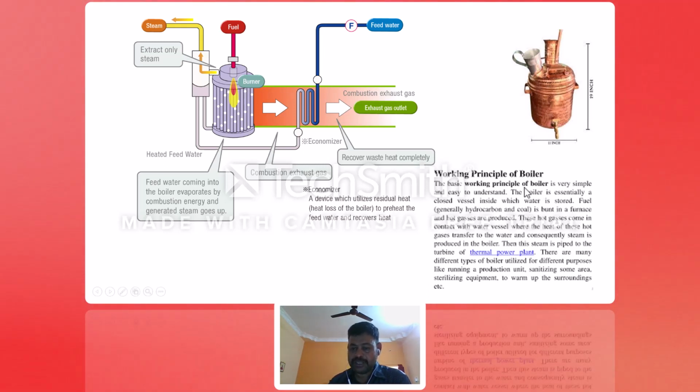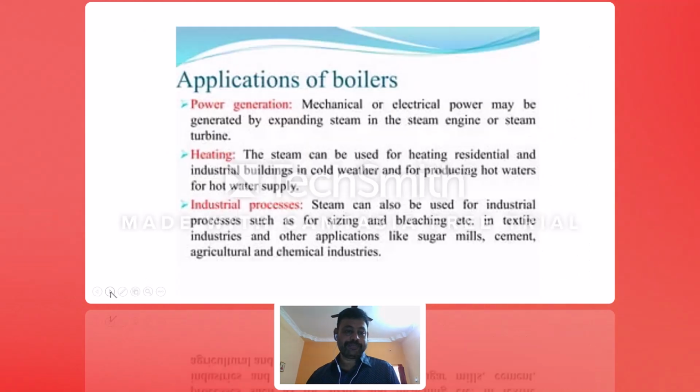The working principle of a boiler is very simple, easy to understand. The boiler is essentially a closed vessel with water inside. Water is stored, fuel is burnt in a furnace, and hot gases are produced. Now the hot gases come in contact with the water vessels, therefore heat plus water combined together, you will get steam. Then applications of boilers: power generation, heating in tea shops. Other industrial purposes use steam generation, like sugar mills, cement and agricultural. Wherever hot water or steam is required, they will use this.